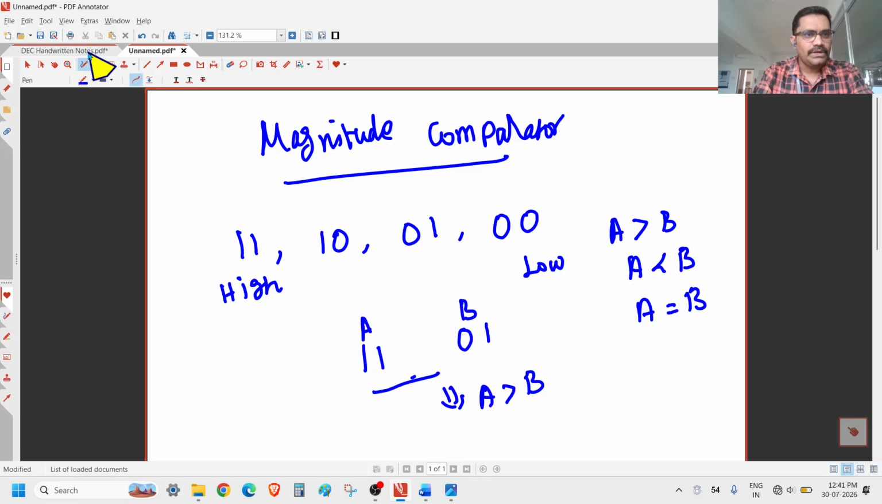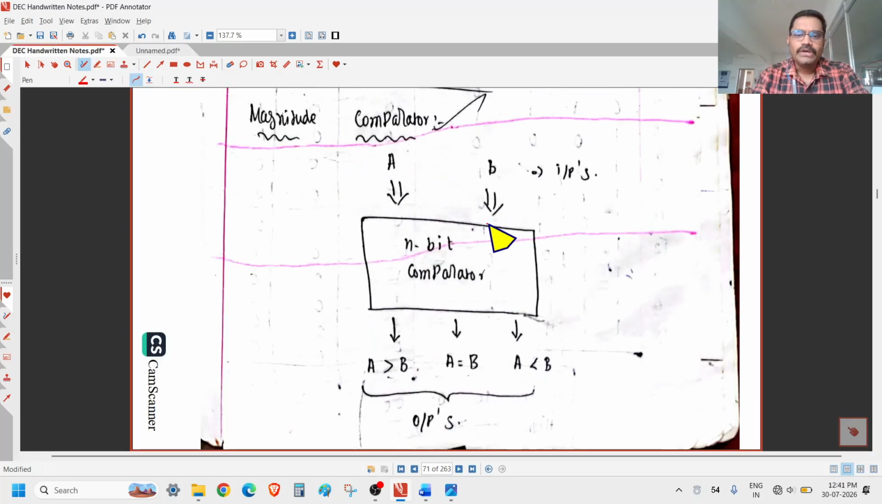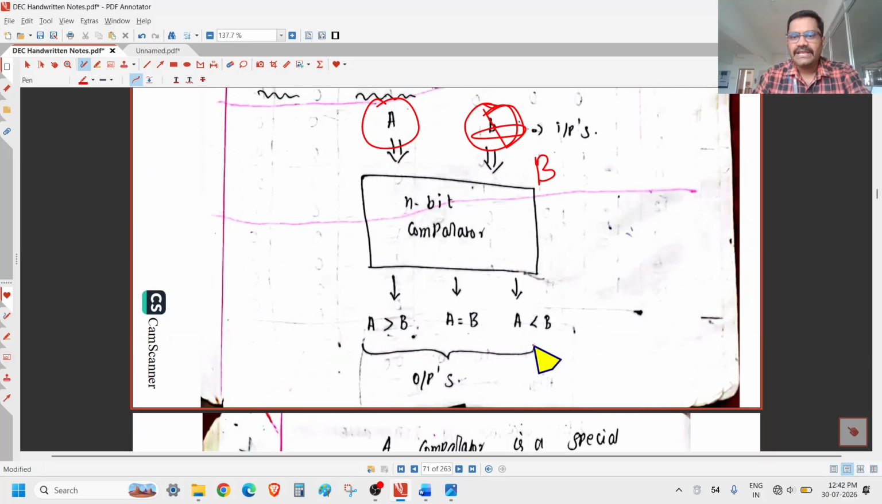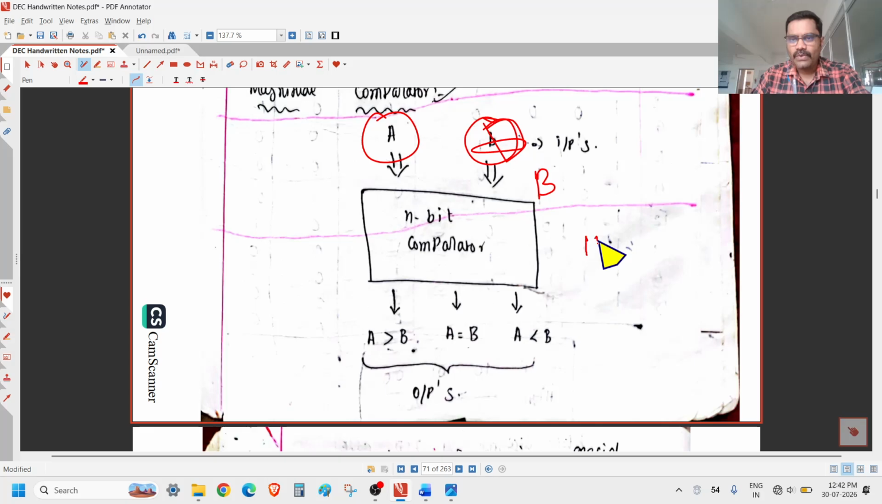So we'll go into the content page. This is the block diagram, an n-bit comparator. There are two inputs, the A input and the B input, and three outputs: A greater than B, A equal to B, and A less than B. As we already discussed, the highest magnitude is 1 1, followed by 1 0, 0 1 and 0 0. So this is high and this is low.